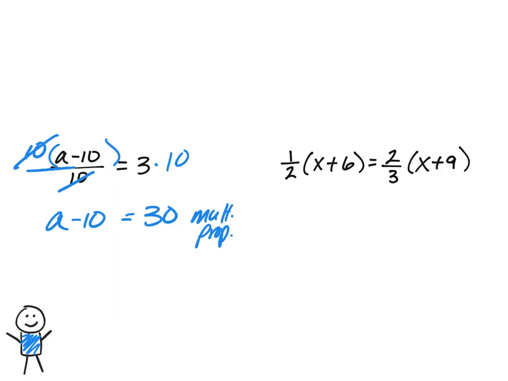And my final step would be to cancel or undo the minus 10 by adding 10 to both sides, giving me a final result of a equals 40, true because of the addition property of equality.